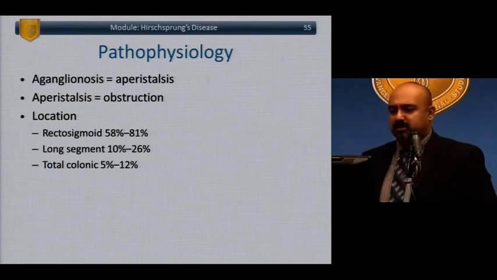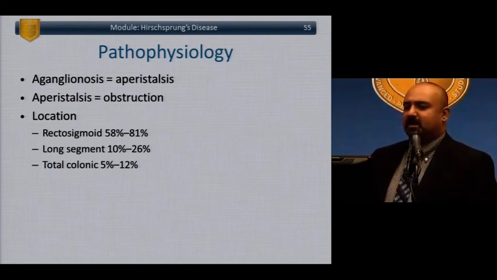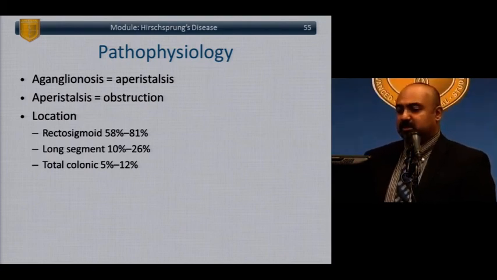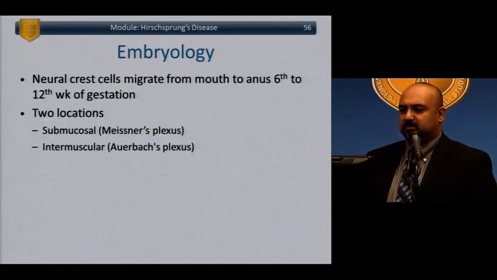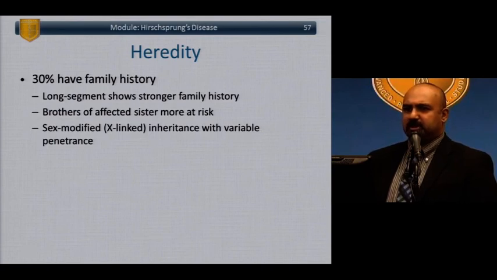Rectosigmoid is the most common, about 80%. You can have long segments, which extend further proximally in the colon, about 10 to 20%. And you can have total colonic, which actually extends into the small intestine, in about 5 to 10%. The migration of these neural crest cells occurs at about 6 to 12 weeks of gestation. There are two locations: the submucosal plexus, which is Meissner's, and the intramuscular plexus, which is Auerbach's. When we do a suction rectal biopsy, we're just getting the submucosal plexus to make the diagnosis.